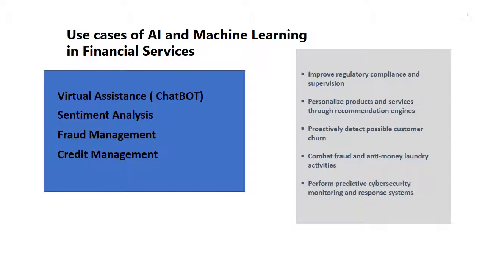Now, what are some of the ways that financial institutions are using machine learning and AI? One of the most used is the virtual assistant, that's the chatbot. Financial institutions also use them for sentiment analysis, for fraud analysis, and for credit management. You can use machine learning and AI to improve regulation and compliance, personalize products and services through recommendation engines, proactively detect possible customer churn, combat fraud and anti-money laundering, and perform predictive cybersecurity monitoring and response. It's also used for credit management and risk assessment of customers.